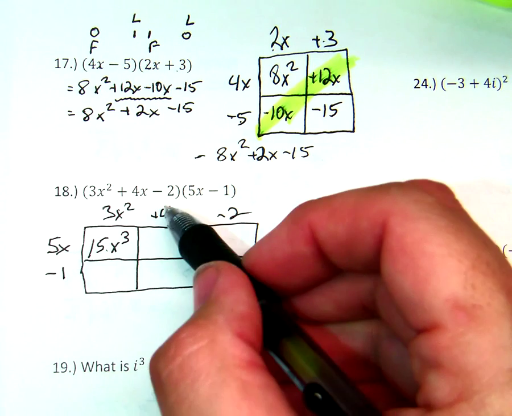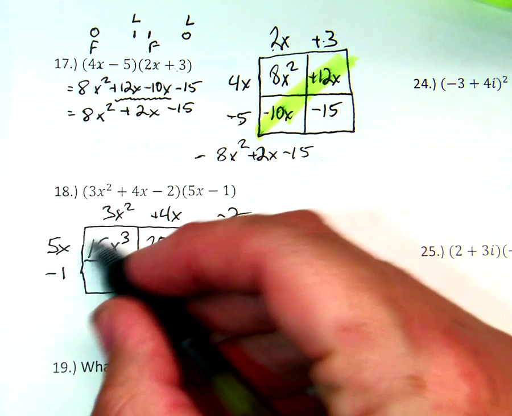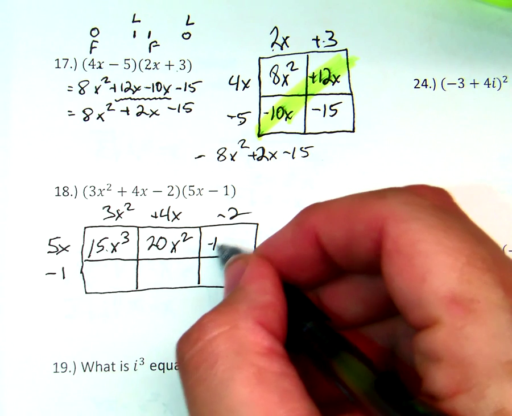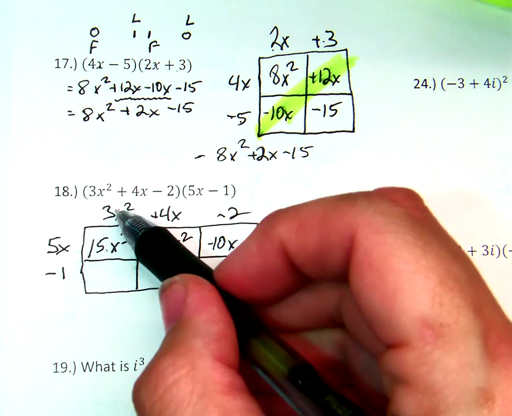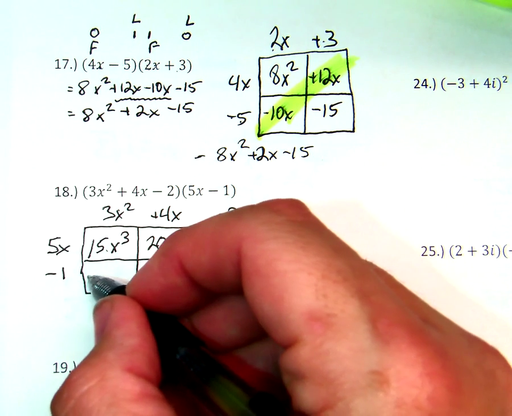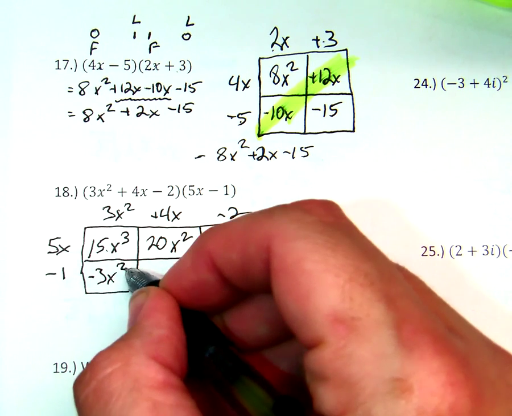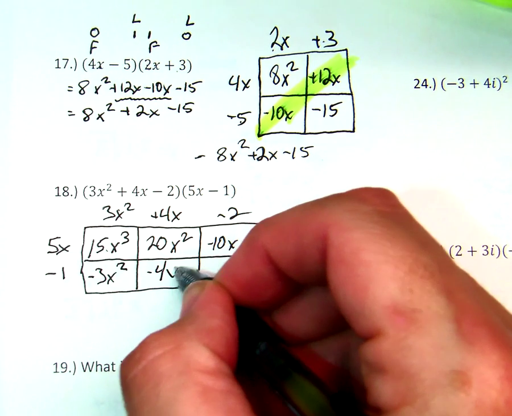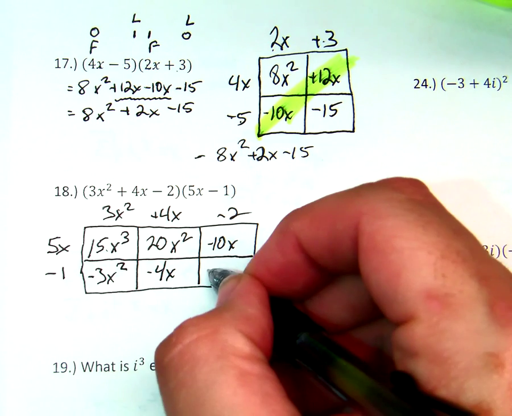5 times 4 is 20. X times x is x squared. 5 times negative 2 is negative 10x. Negative 1 times negative 3x, or, well, the answer is negative 3x squared. Negative 1 times 4x is negative 4x. Negative 1 times negative 2 is positive 2.